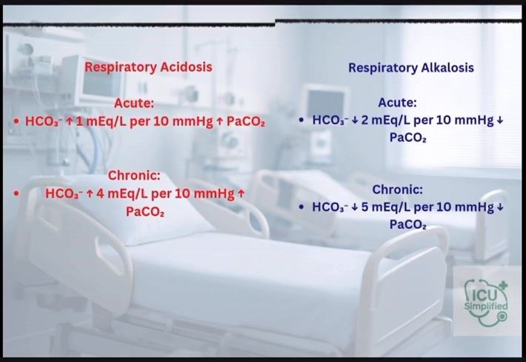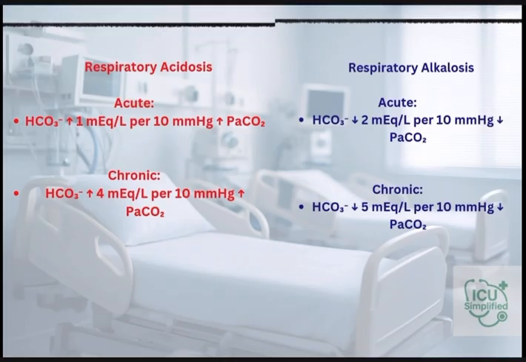In acute respiratory acidosis, the bicarbonate increases by about 1 milliequivalent per liter for every 10 millimeters of mercury rise in PaCO₂. In chronic respiratory acidosis, which typically develops over several days, the renal compensation is stronger. Here, the bicarbonate increases by about 4 milliequivalents per liter for every 10 millimeters of mercury rise in PaCO₂. In acute respiratory alkalosis, the bicarbonate decreases by about 2 milliequivalents per liter for every 10 millimeters of mercury fall in PaCO₂. And in chronic respiratory alkalosis, the bicarbonate decreases further by approximately 5 milliequivalents per liter for every 10 millimeters of mercury decrease in PaCO₂.